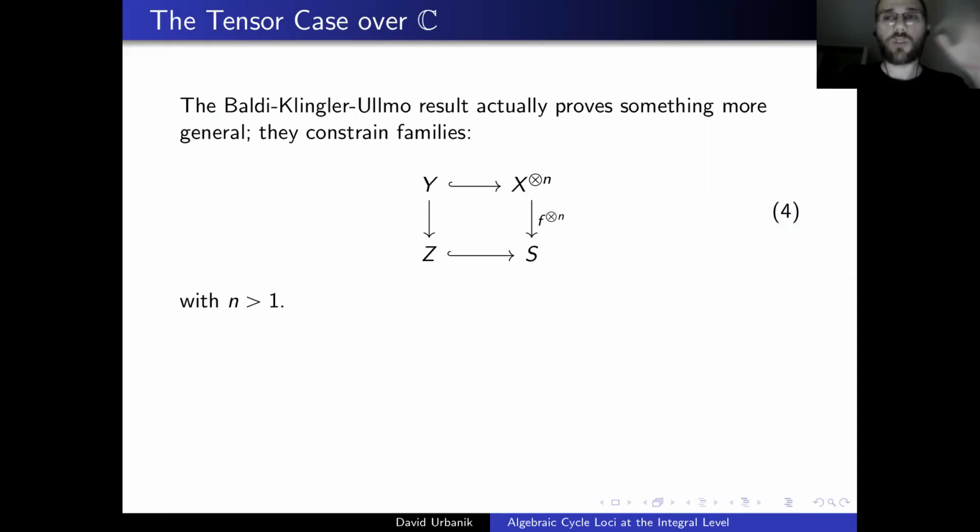So one other thing I want to mention briefly before finishing is what can be said about the tensor case. If you go to the Baldi-Klingler-Ullmo paper, they consider the more general setting where you're maybe not just considering algebraic cycles that lie in cohomological objects associated to S, but lie in self-products of S, X with itself, for instance. And the arguments also work to constrain these loci as well.